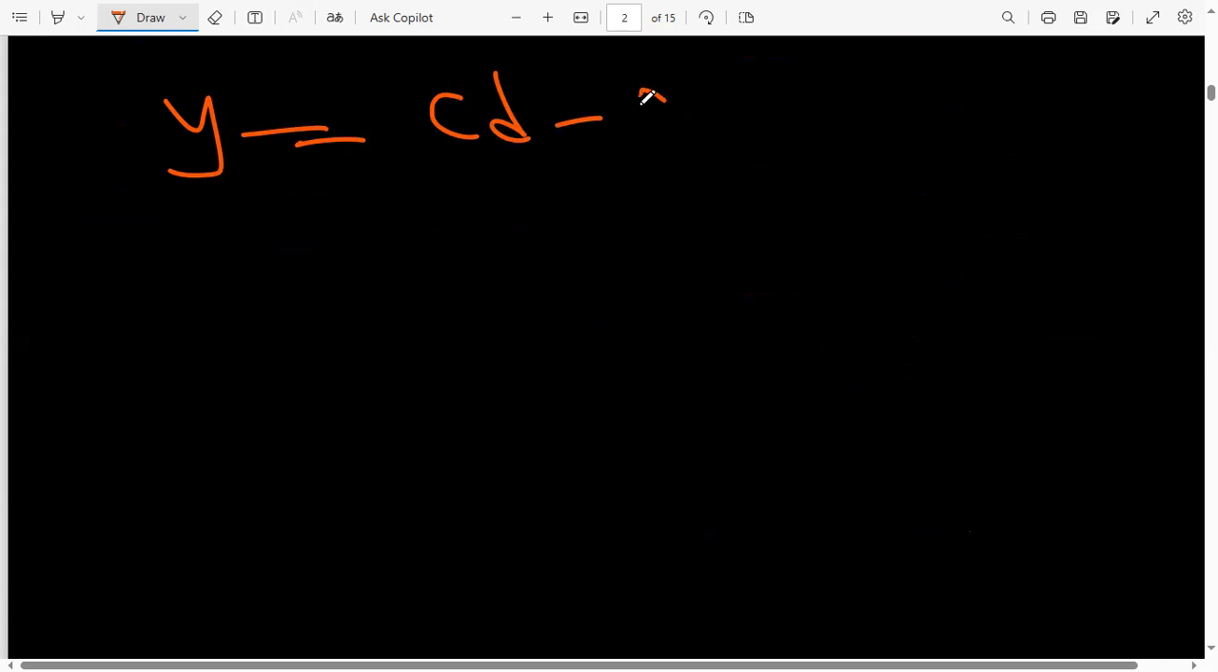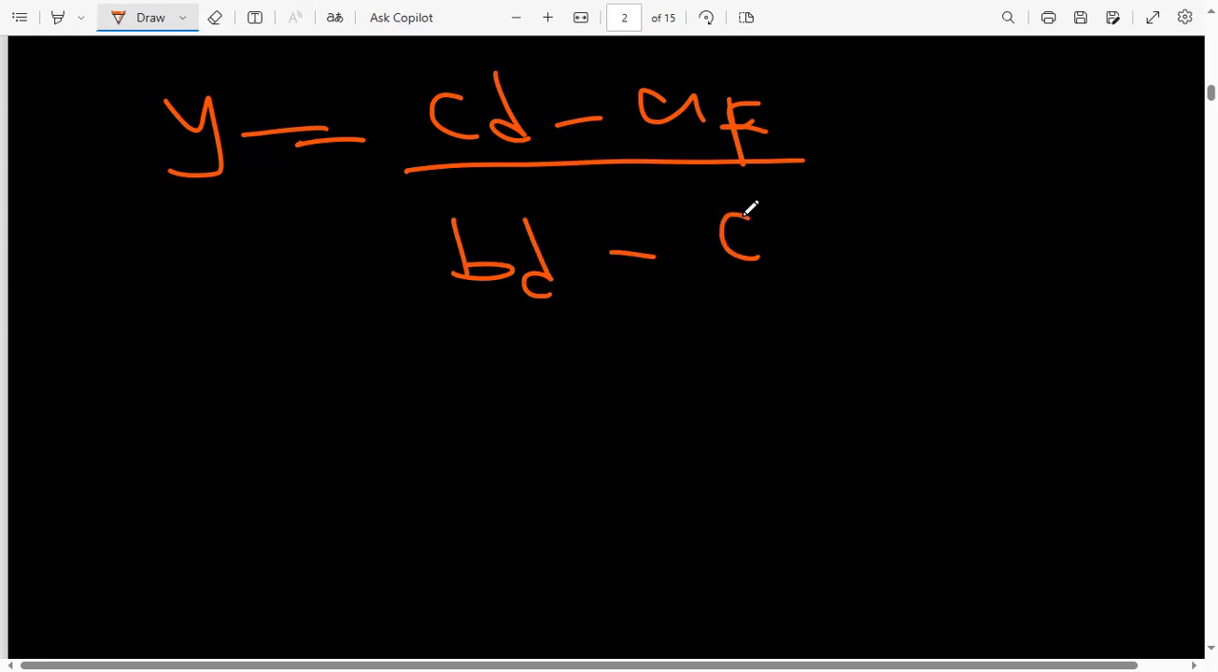Okay, so I presume there's no question. So Y now, we said by the Finch rule, Y is given by CD minus AF, and then we're dividing all this by BD minus AE. Okay, so this is what we said is the formula for finding Y.